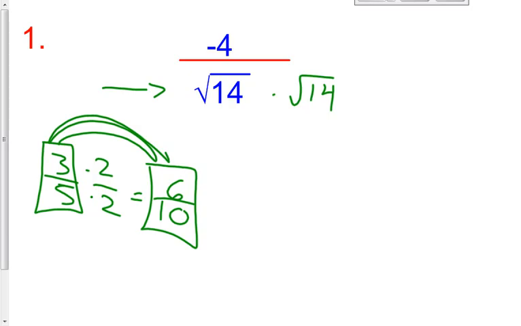In the same way, if I multiply the bottom by the square root of 14, I cannot change my fraction. It has to be the same. So I have to multiply the top also by the square root of 14.